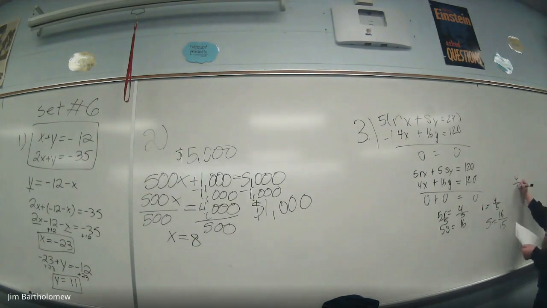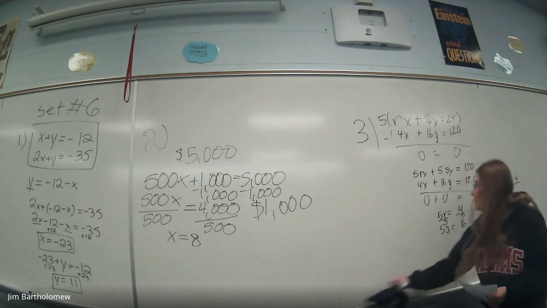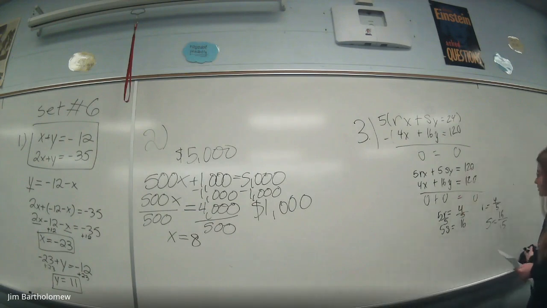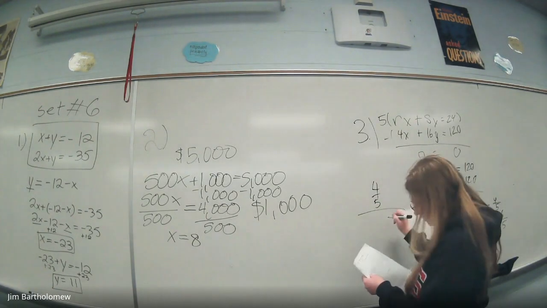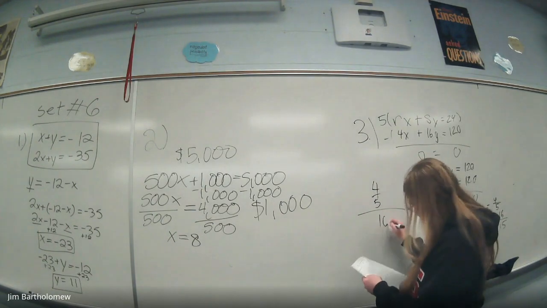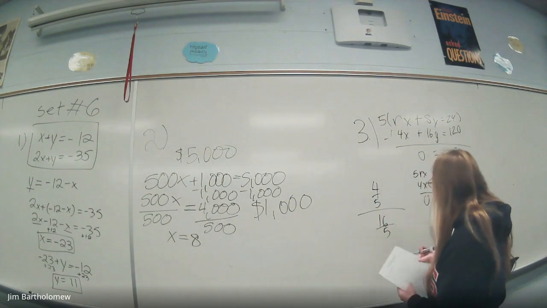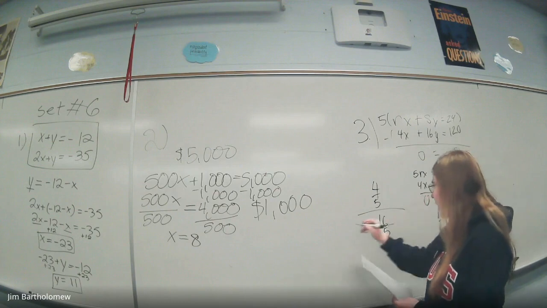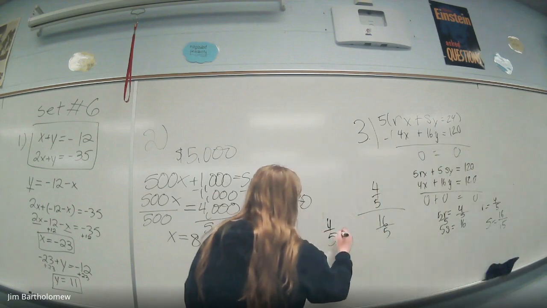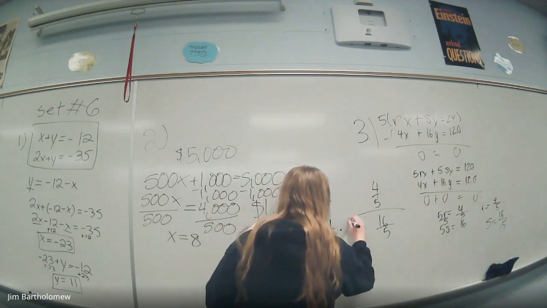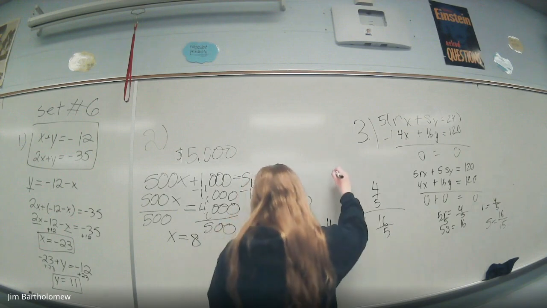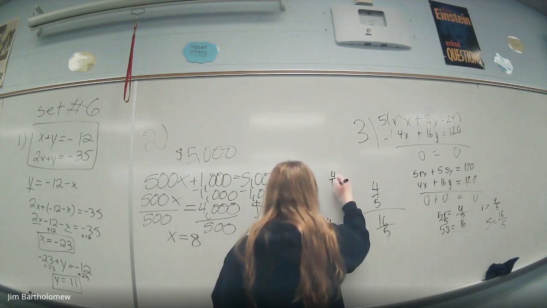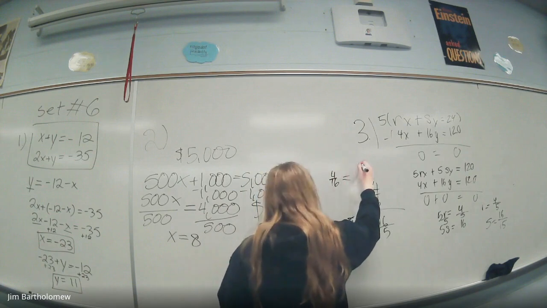So you have 4/5 over 16/5, which can also be written as 4/5 times 5/16. Cancel out the 5s, and your answer is 4/16, which simplifies to 1/4.